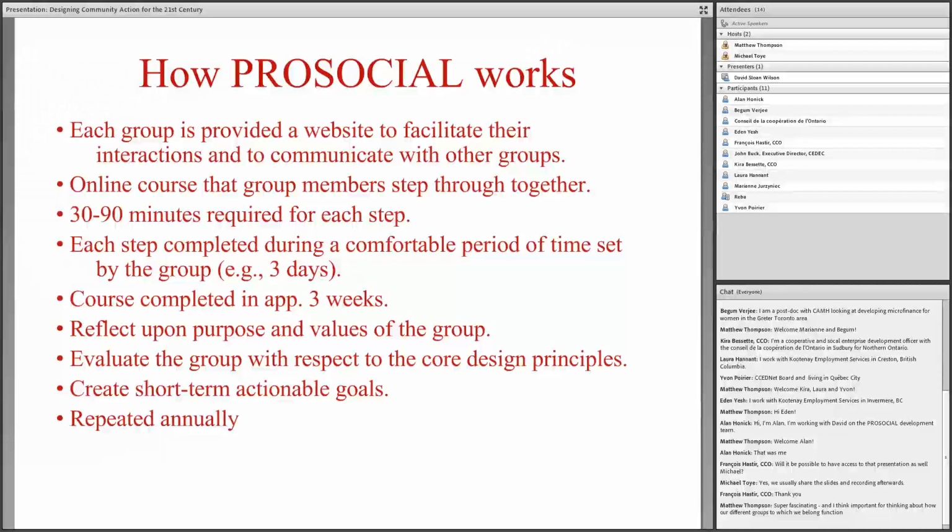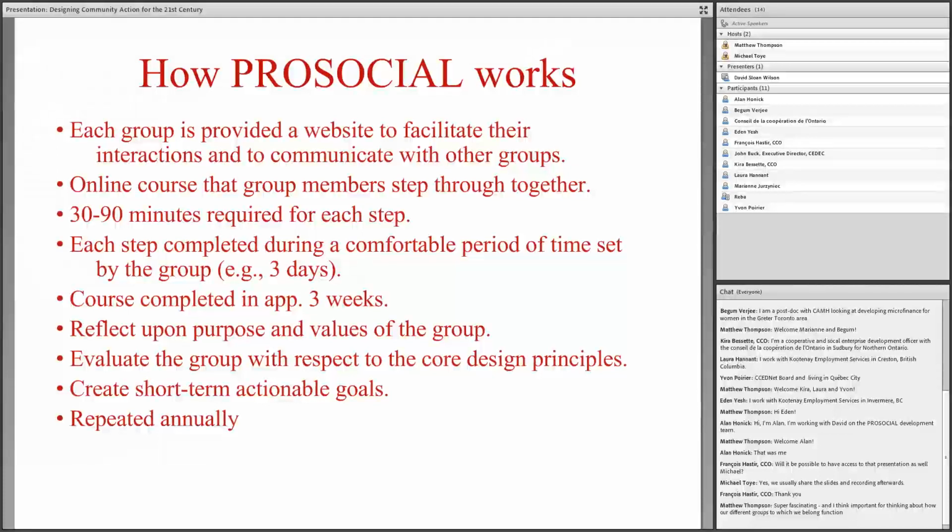And it's here where they both learn about the design principles and assess themselves with respect to the design principles. Each step takes a relatively short amount of time. There's a time step, an amount of time provided, so that even a busy person can do their homework, basically. And if you take 3 days as a time step, then the course is completed in about 3 weeks.